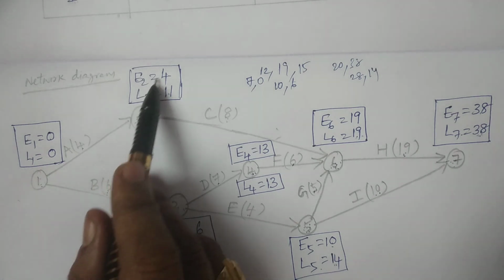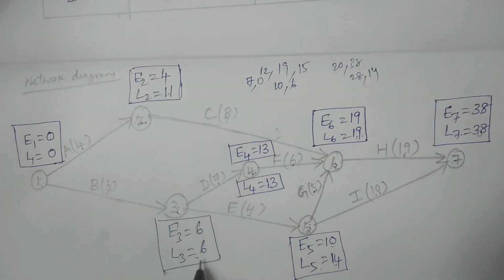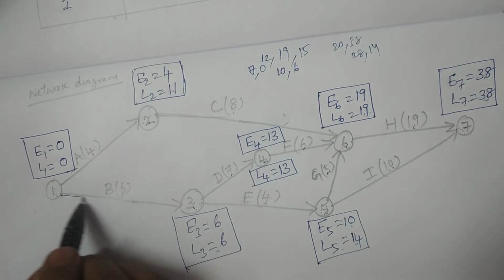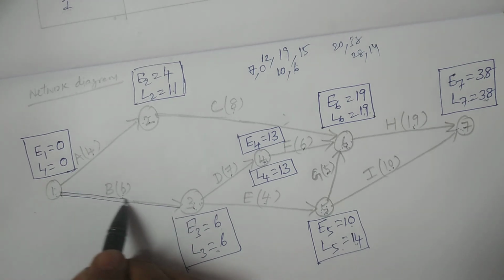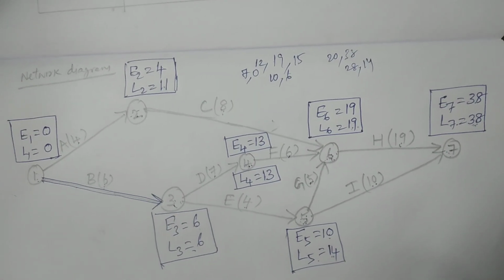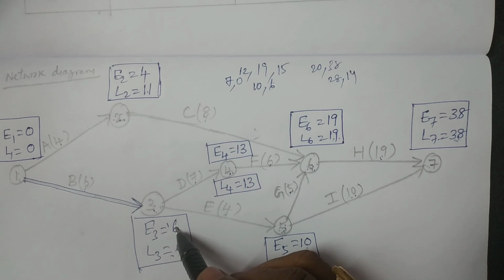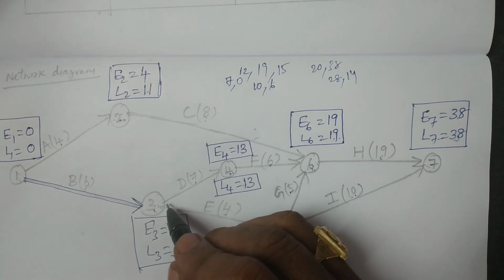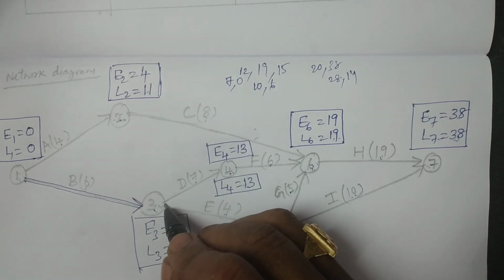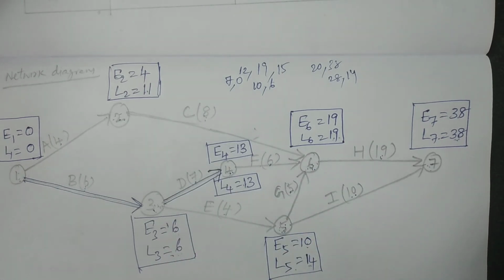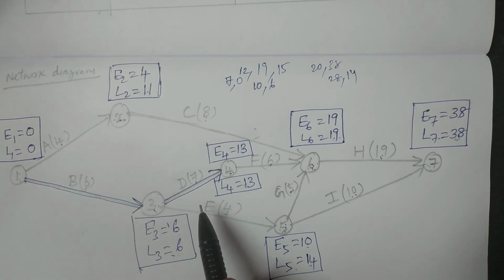E2 and L2 are not equal. E3, L3 equal 6. So therefore, you can directly take this activity as a critical activity, and this activity is to be connected in the critical path, right? And then E3, L3 are the same at the third node, and E4, L4 are also the same at the fourth node. So 6 plus 7, 13. It can also be considered a critical activity, and it is to be included in the critical path.